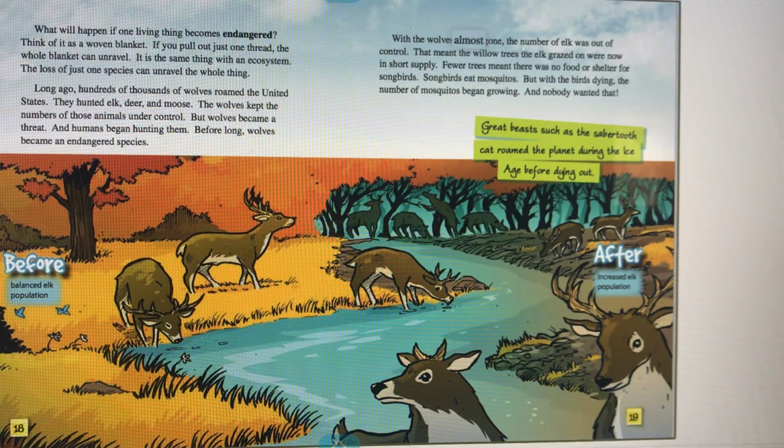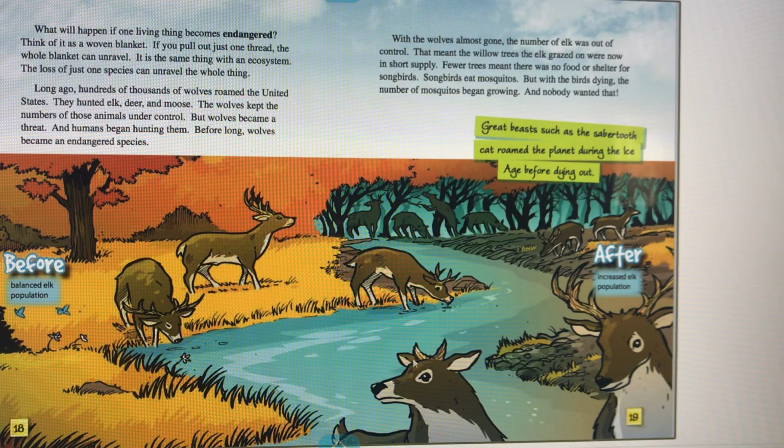With the wolves almost gone, the number of elk was out of control. That meant the willow trees the elk grazed on were now in short supply. Fewer trees meant there was no food or shelter for songbirds. Songbirds eat mosquitoes, but with the birds dying, the number of mosquitoes began growing, and nobody wanted that.